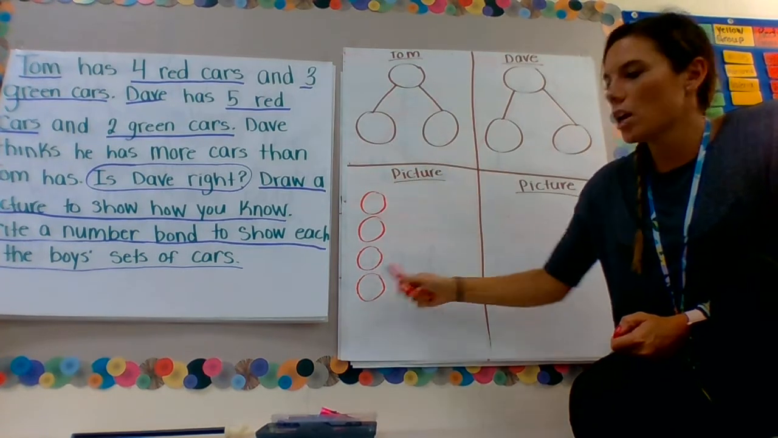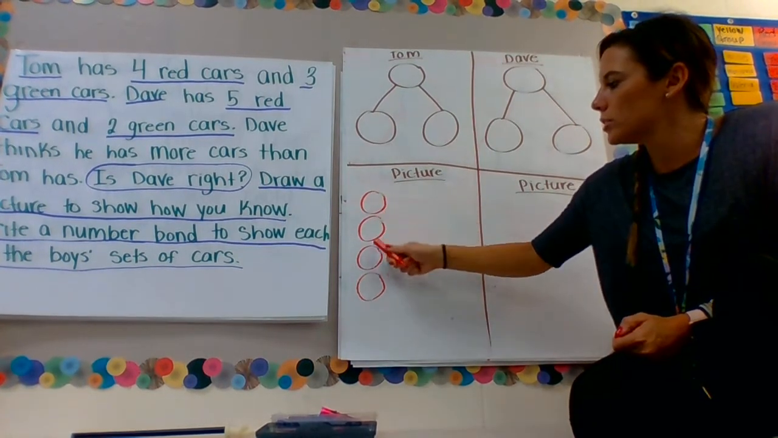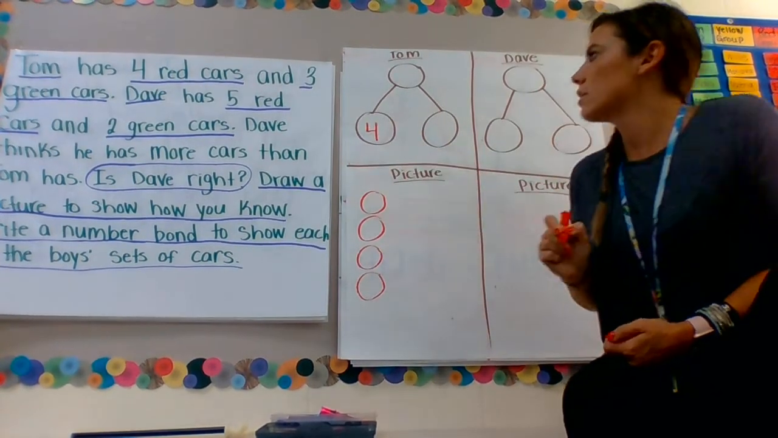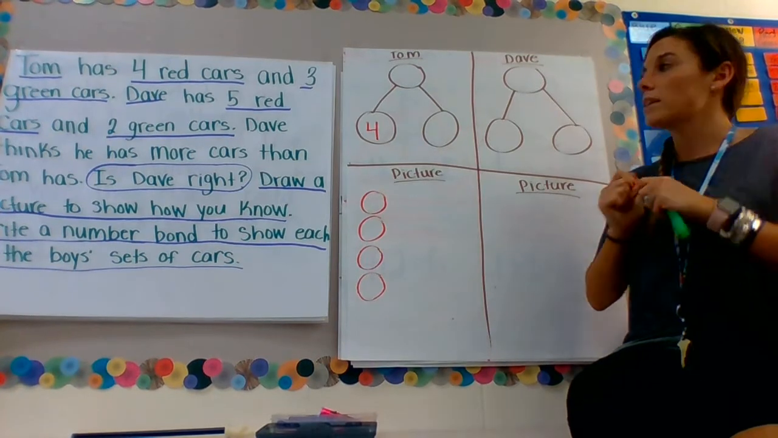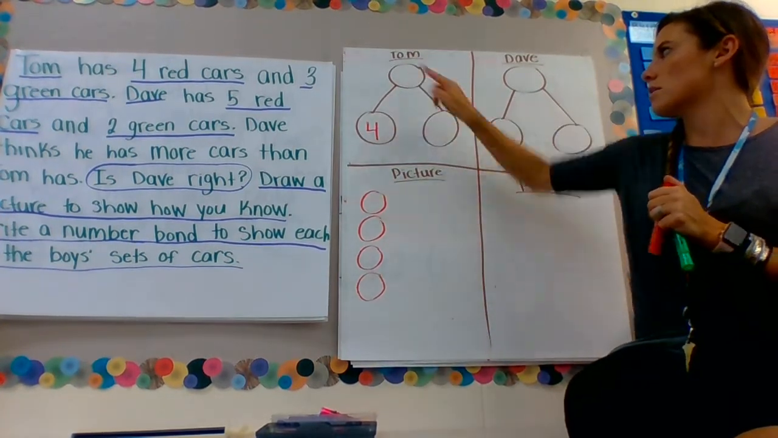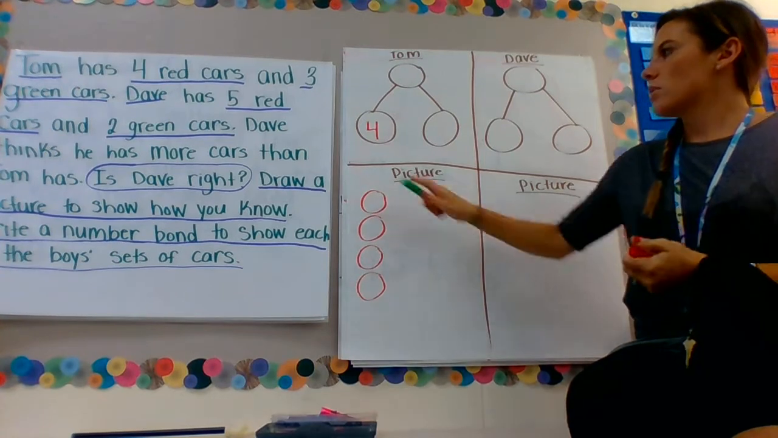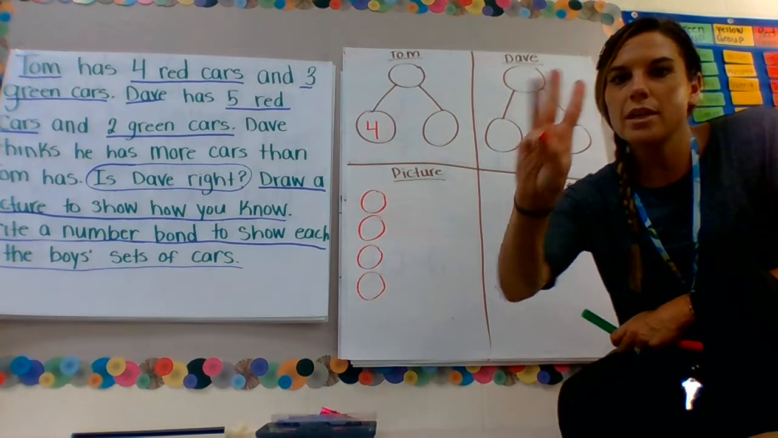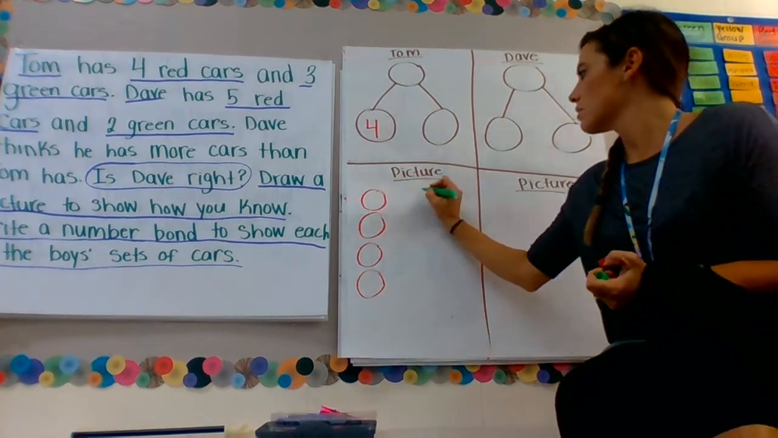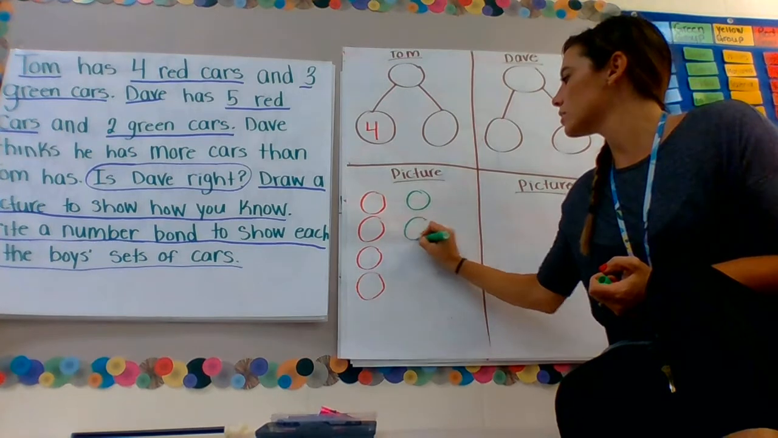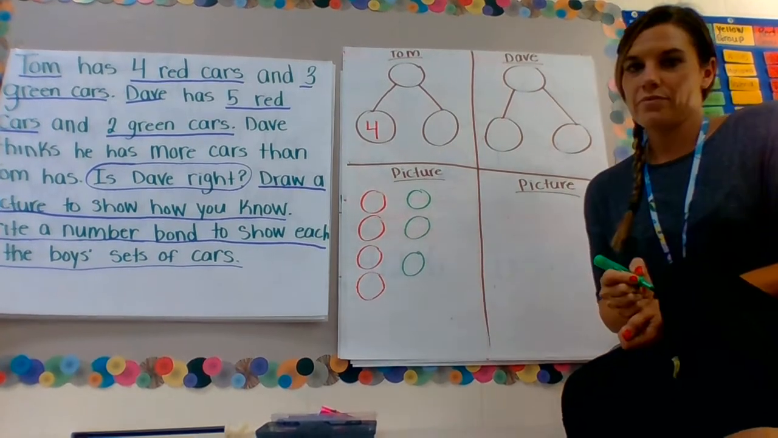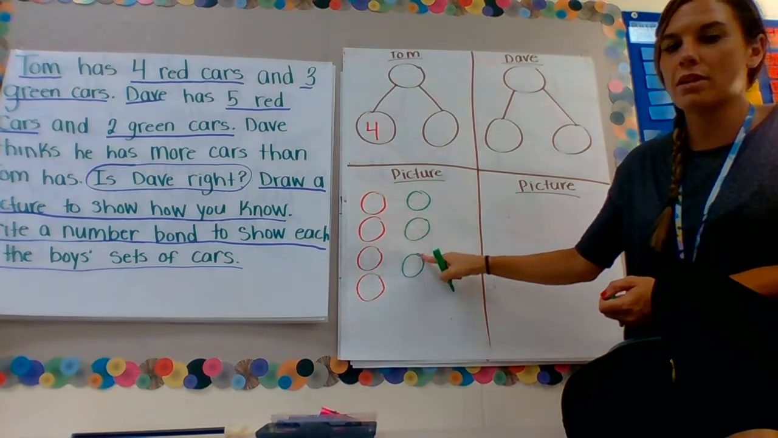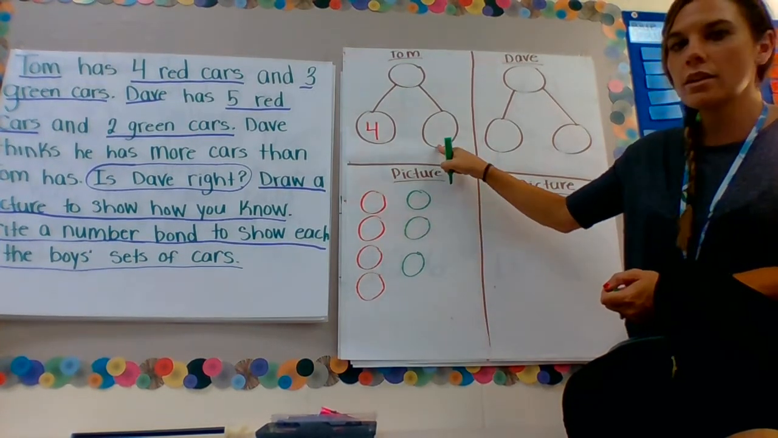So how many red cars does Tom have? 1, 2, 3, 4. He has 4. So I'm going to write a number 4. Because in order to solve this problem, I need to know how many he has altogether. So that's how this number bond is going to help me. So he has 4 red cars and 3 green cars. So I'm going to draw 3 green magic circles. 1, 2, 3. And I'm going to write the number 3. If you're at home, point to where I'm going to write the number 3. If you pointed here, you were right.